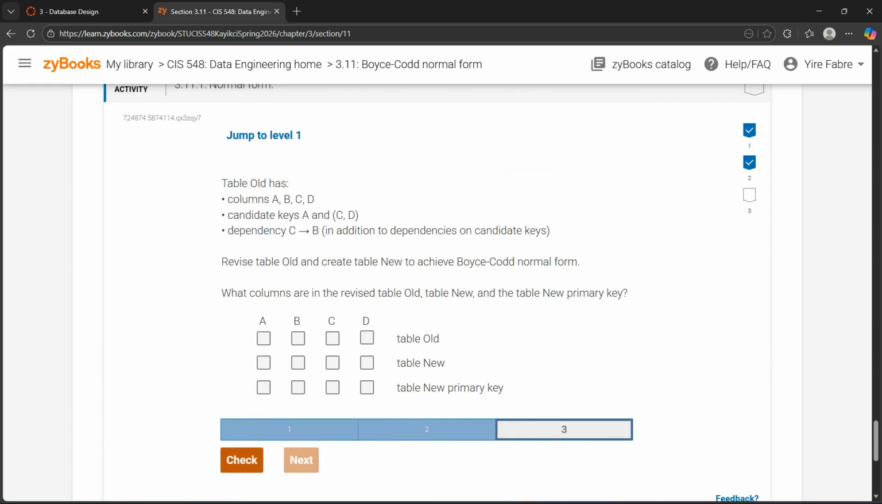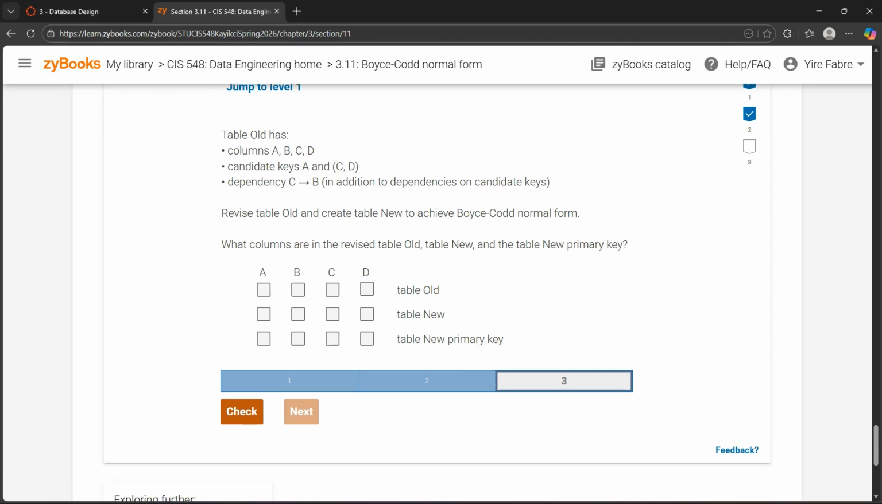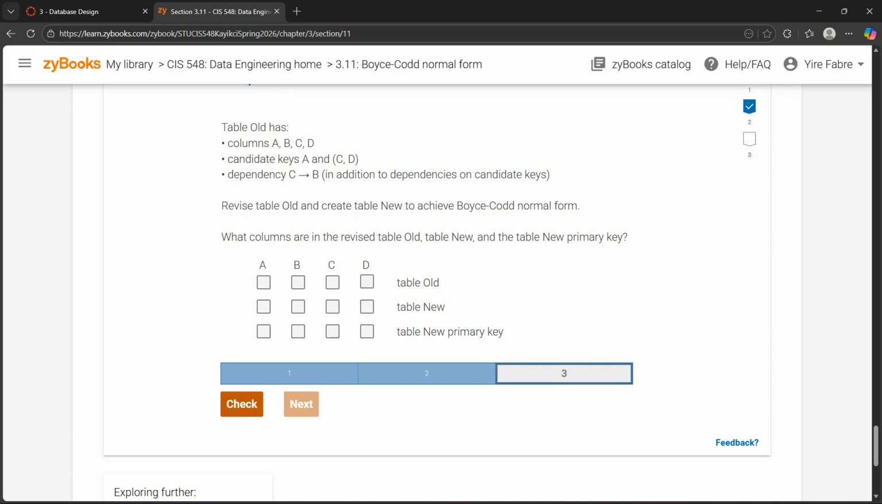Let's go to the final question. So you have a table that has A, B, C, D. The candidate keys are A and C, D. Then you have the dependency C to B in addition to the dependencies on the candidate keys. And when you're revising table all and creating new Boyce-Codd normal form tables, they're asking what columns are in revised table all, table new, and table new key.